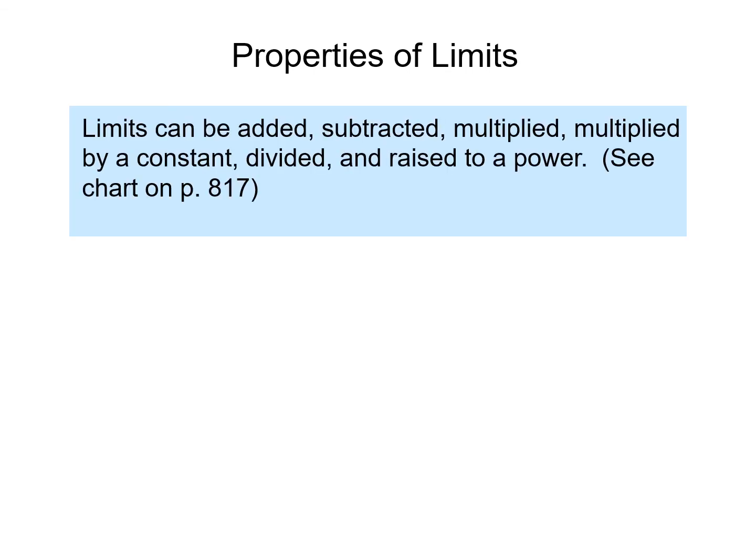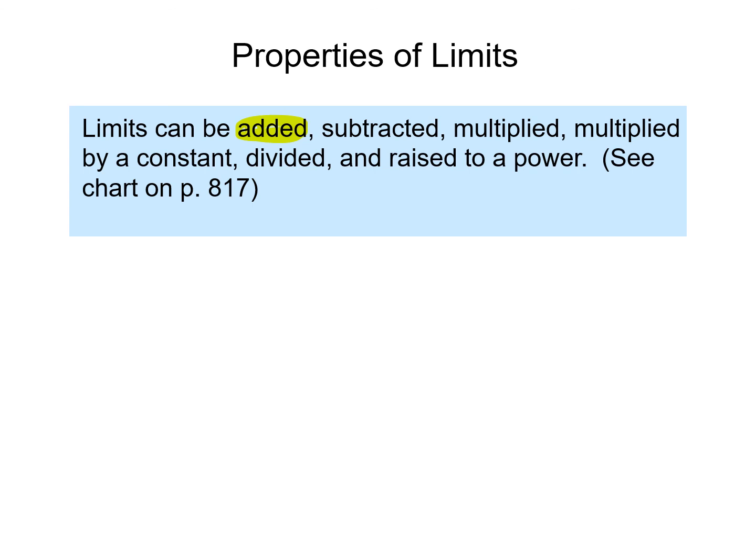All right, so properties of limits. These are pretty self-explanatory, so instead of writing them all out in the PowerPoint, I decided just to give you a page reference in your textbook, and that page is 817. There's a chart there for you, and it pretty much says limits can be added, subtracted, multiplied by a constant, divided, and raised to a power. So I'm just going to write one example up here, and I'm going to focus on how limits can be added.